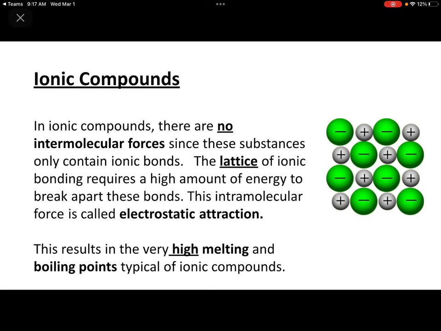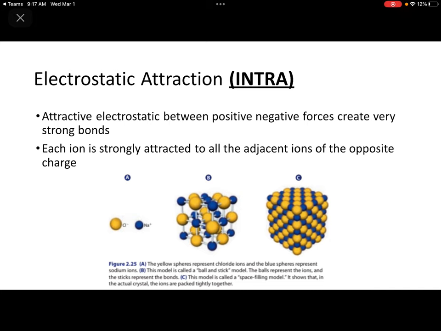Okay, so all attractions between the oppositely charged ions are going to form electrostatic attractions from ionic bonds. So whenever we look at ionic bonds, they're going to have an electrostatic attraction. So this electrostatic attraction, remember, is in the bonds within the compound. And when we look at an electrostatic attraction, that's between our positive and negative charges. They're creating a very, very strong bond.